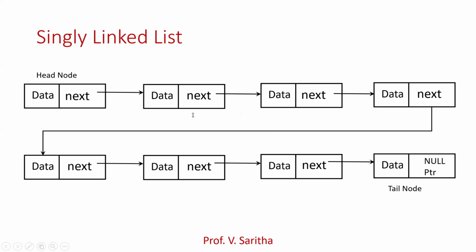So all the nodes will be in the same fashion. And the last node is nothing but the tail node, which will also have data. And the next pointer to the next node will be a null pointer. So this is the basic structure of the singly linked list.